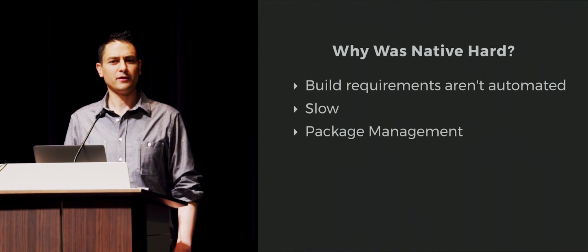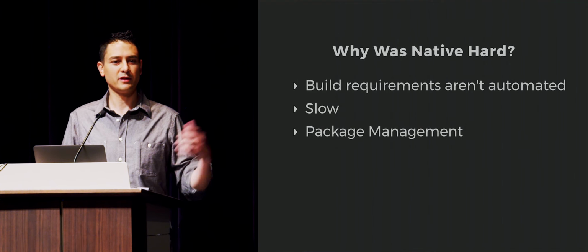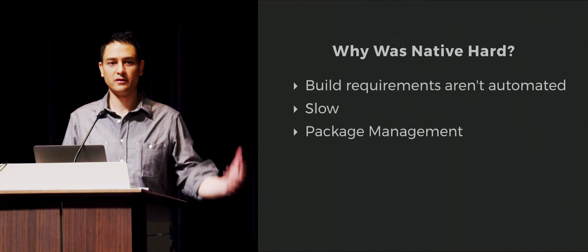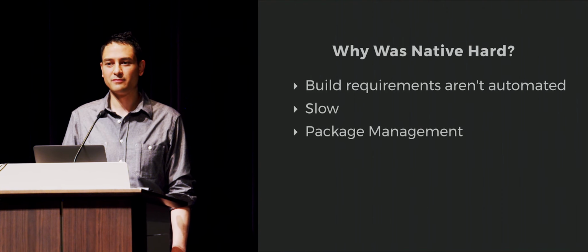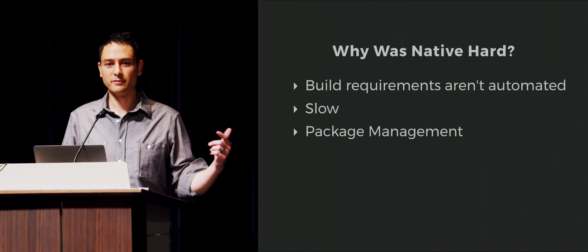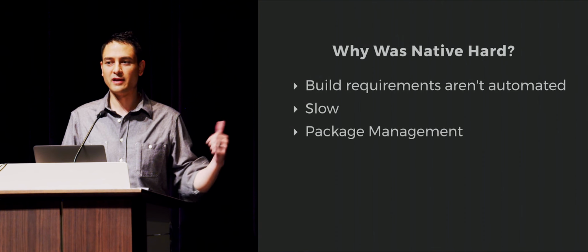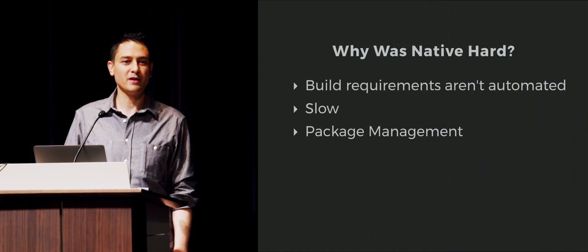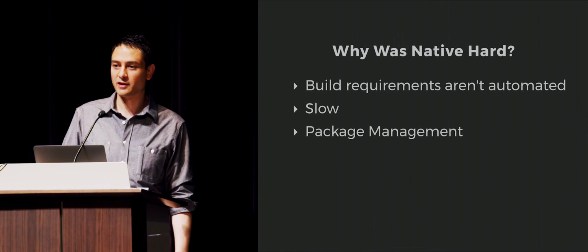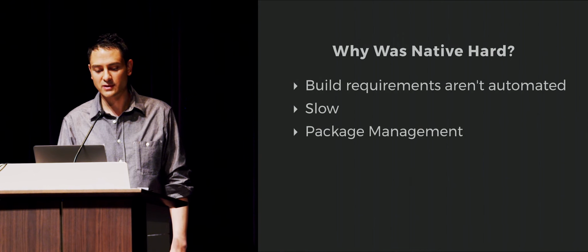So why was native hard? Looking at the history, if you ever tried to compile a C++ program, it's a nightmare. It usually involves installing 20 global things on your machine you didn't have before. Oh, but you need that for another project, so it conflicts with that, and you're editing makefiles and environment variables for hours before you can even get the thing to build. So why was that?